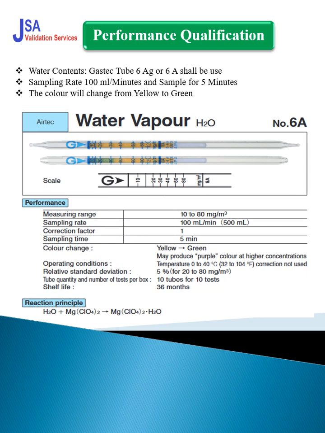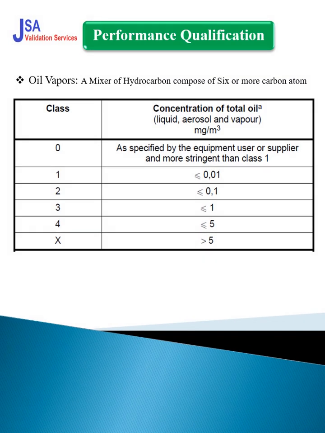Okay, now the next test for the performance qualification or requalification is oil vapors, a mixture of hydrocarbons composed of 6 or more carbon atoms. This is called oil vapors. The concentration is measured as liquid, aerosol and vapors in mg per meter cube. Depending upon the class, similar to the water vapor, it also depends on the class. So 0, 1, 2, 3, 4, 5, these are the classes of the compressed air.